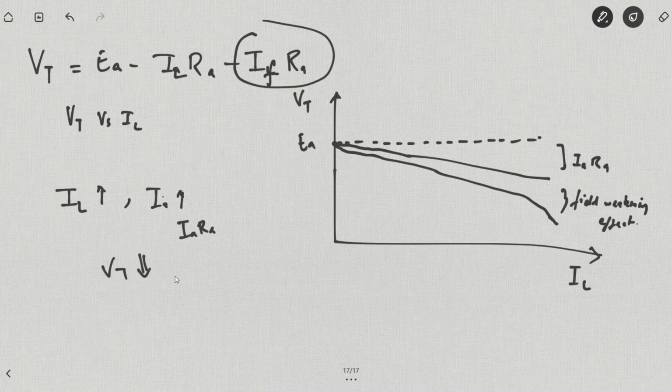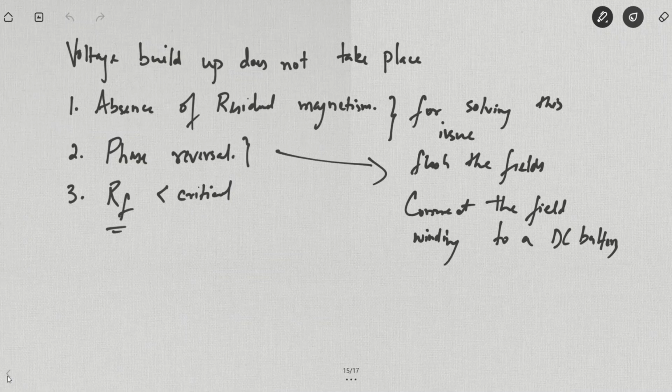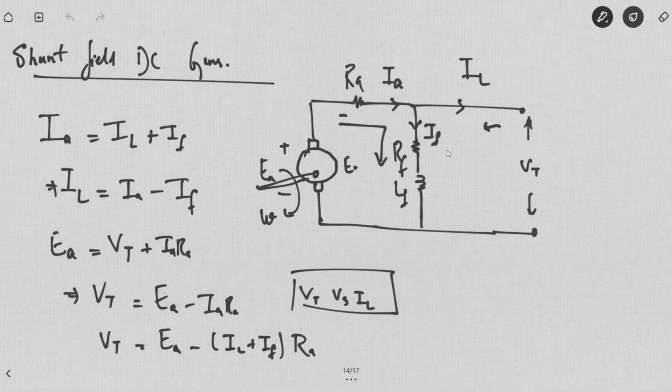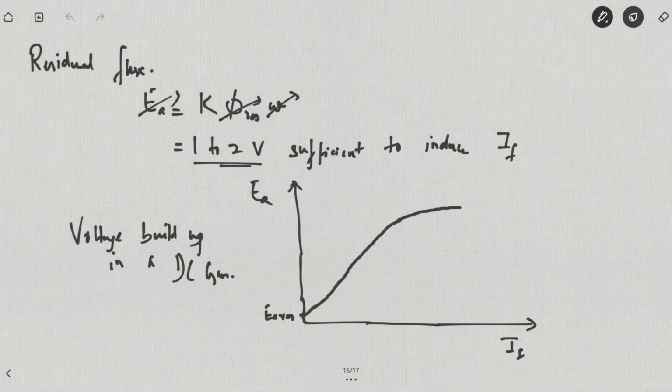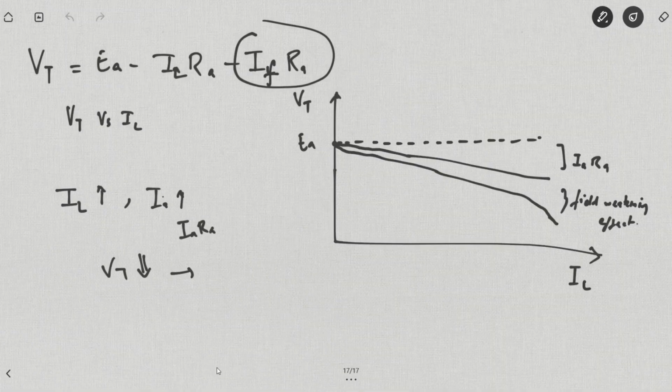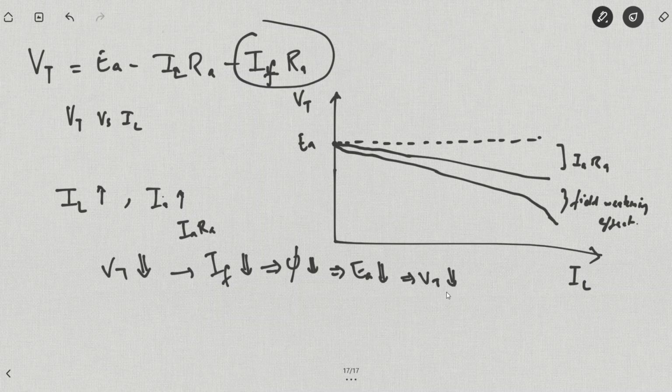Now if VT decreases, since we know the field current IF is equal to VT divided by RF, so if VT decreases, IF decreases. So simultaneously IF is also decreasing. If IF decreases, that causes the flux to decrease. If flux decreases, that causes EA to decrease. If EA decreases, that again causes VT to decrease. Right? So this is a simultaneous process, and it will continuously take place.